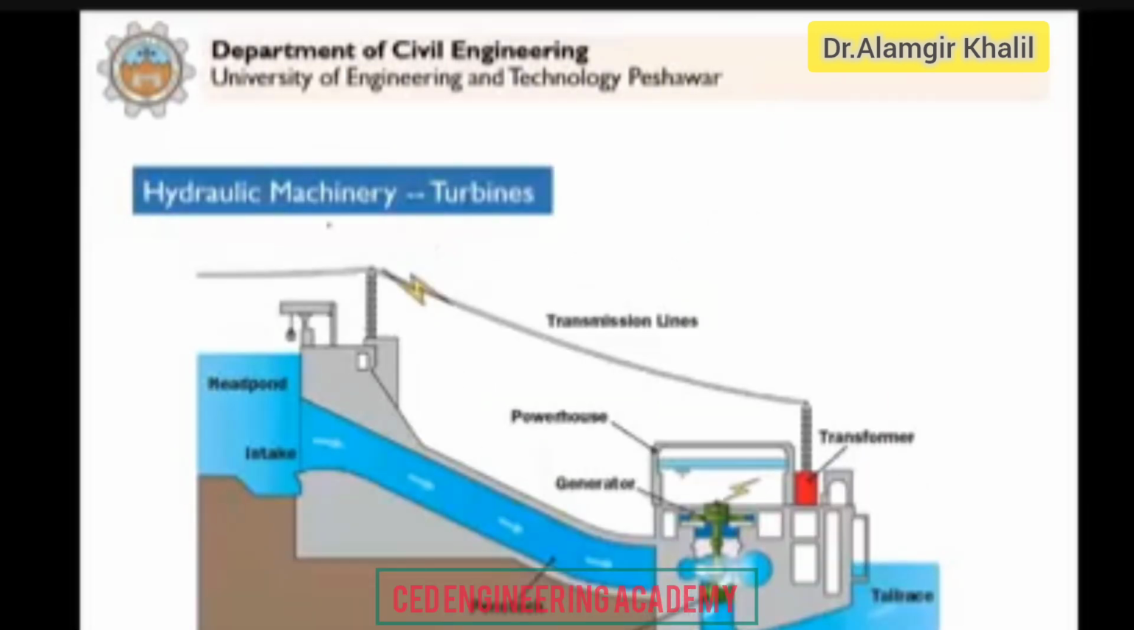Now, why are we interested in water driven turbines? In this case, you can see that we have a powerhouse. We are generating electricity from flowing water. So we have a head pond, or we can say a reservoir or a water storage. From there, we supply the water. This is known as the penstock.